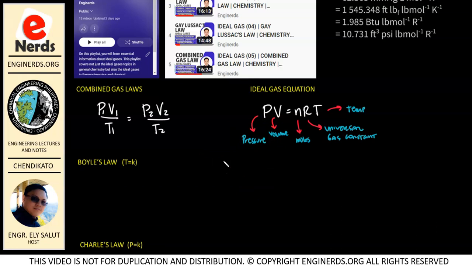So, if it is not clear to you kung ano ba yung tinatawag nating absolute scale in pressure, we have a separate video discussing pressure para maintindihan mo kung ano yung pinagkaiba ng gauge pressure, atmospheric pressure, and absolute pressure. And another important thing here is itong tinatawag nating universal gas constant.